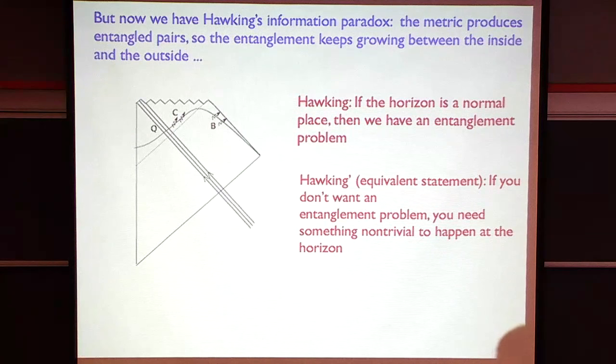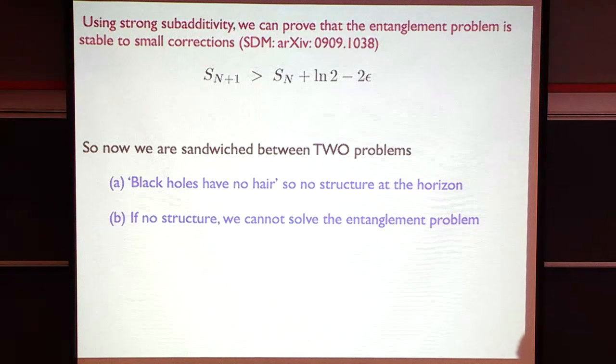I'm just restating in cartoon form what Hawking said. Okay, so you might wonder if the Hawking argument was really rigorous because it was very approximate and done to leading order in some fashion. And actually it turns out using strong subadditivity, you can prove that the entangled problem is actually stable to small corrections. So if you have small corrections, it could even be non-local on the scale of the entire black hole, but they are small. So to leading order, the area near the horizon looks like this room. Then if you make these small corrections, the entanglement actually just keeps growing and growing. And so it doesn't matter what the epsilons are, it's not going to help you.